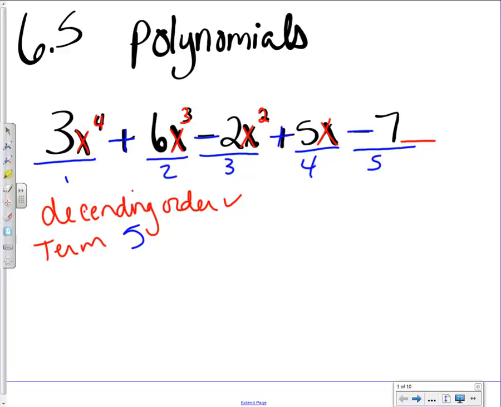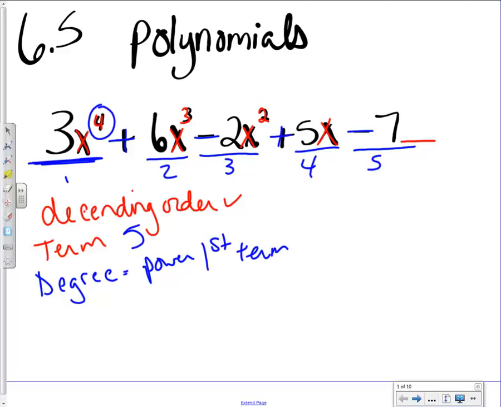Okay. The next thing we're going to talk about is degree. If I asked you what is the degree of the first term, what I'm actually asking you about is the power. So the degree of the first term, meaning the first piece on the left side, the degree or the power of the first term is 4. So that answer will be 4.